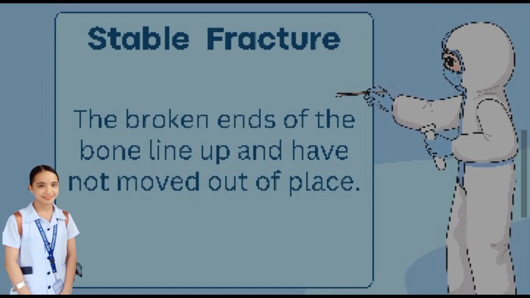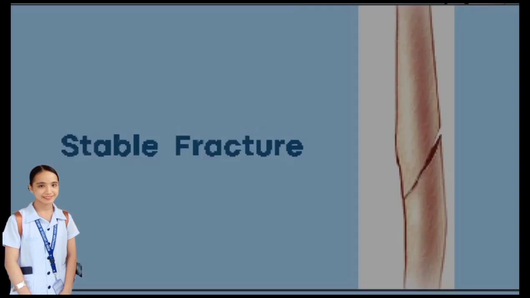I'm Rika May Princena and I will be discussing one of the types of fracture. So first is stable fracture. Stable fracture, the broken ends of the bone line up and have not moved out of place. Stable fracture, a bone that is broken but with minimal damage.